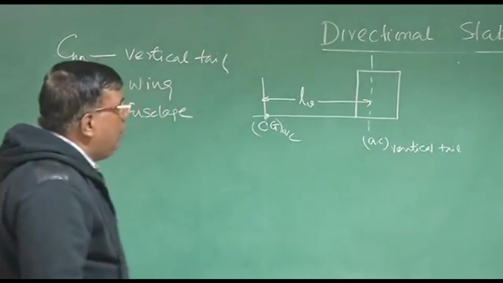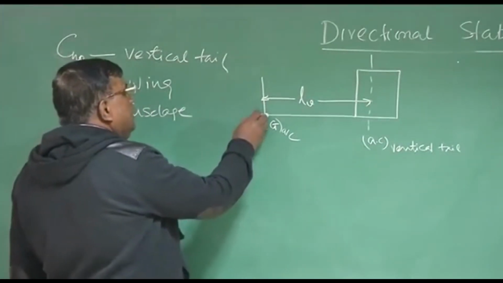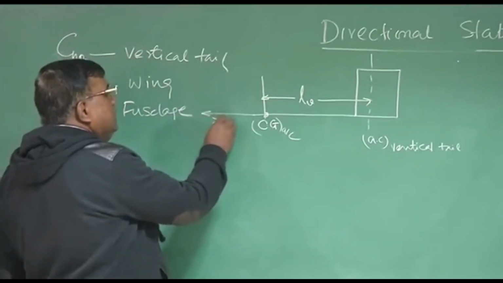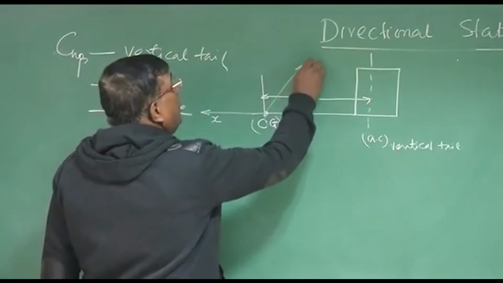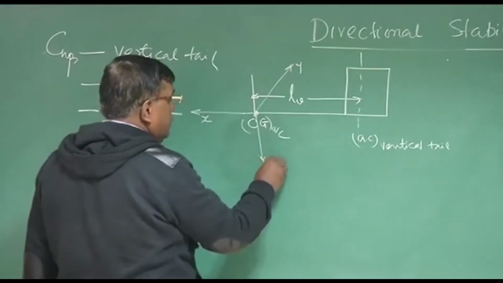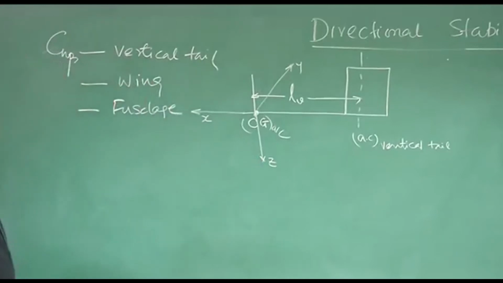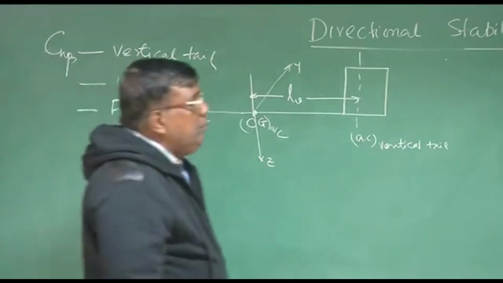Right? And I also know, as per the sign convention and axis convention, this is the X, this will be the Y, and this is the Z. This is a body fixed axis. What I want to see, please come back here.